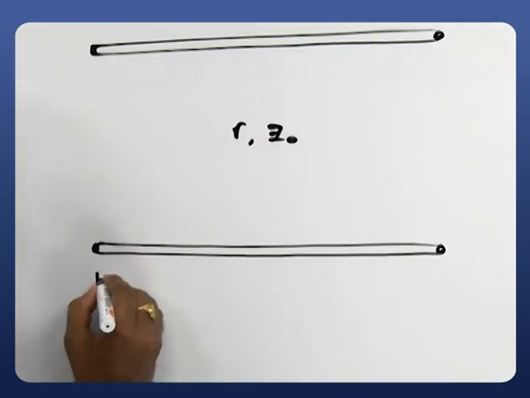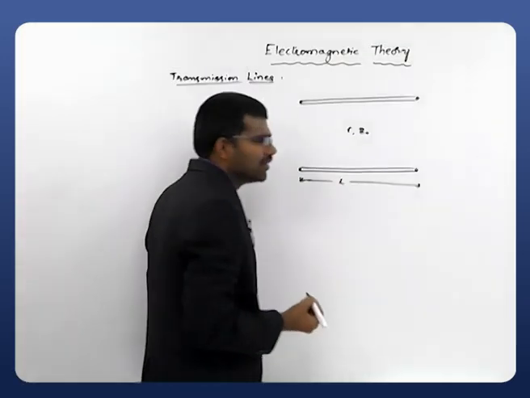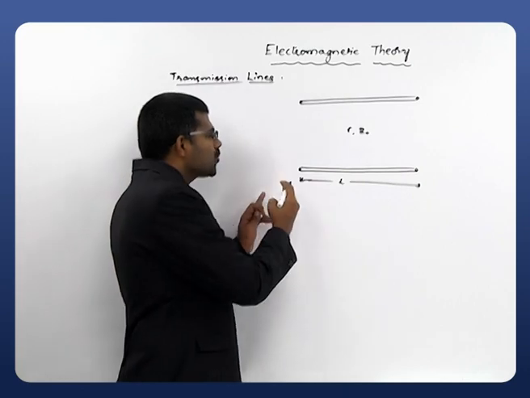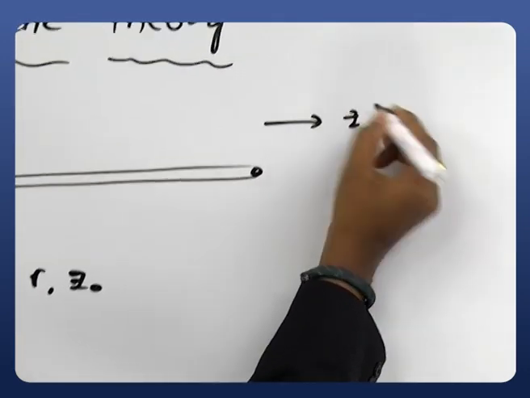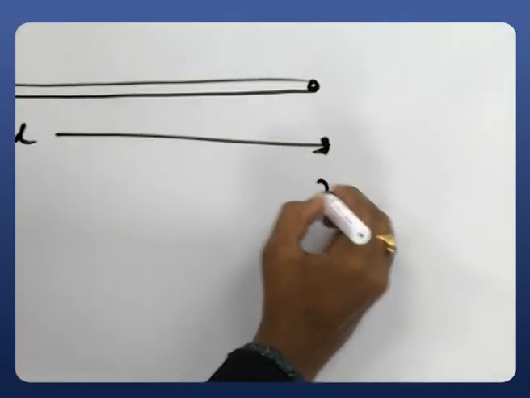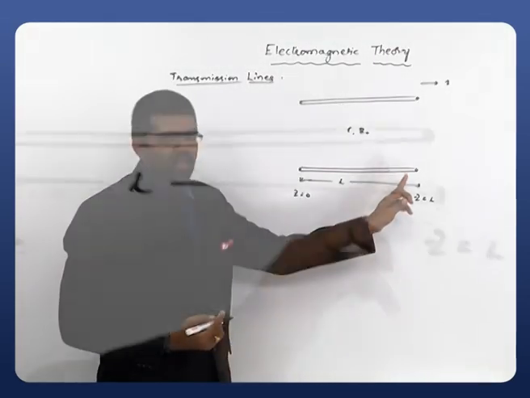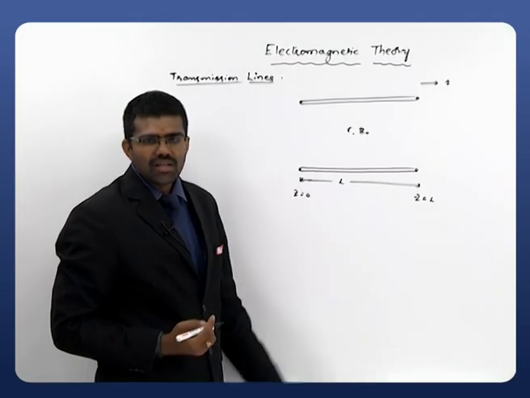Let us take the length of the transmission line as L, and for our mathematical convenience I am considering the length of the transmission line along the z axis, extending from z equals 0 to z equals L. Now this is the transmission line, characterized with its propagation constant gamma and characteristic impedance Z0.